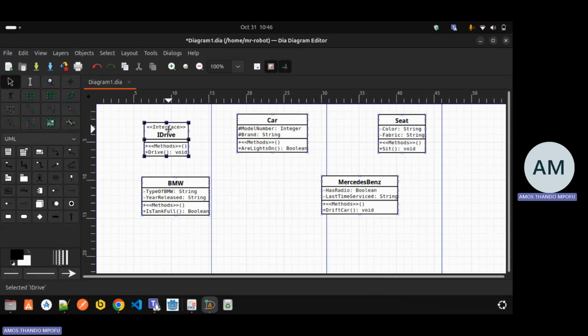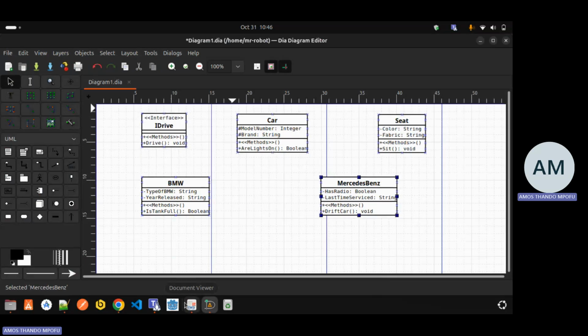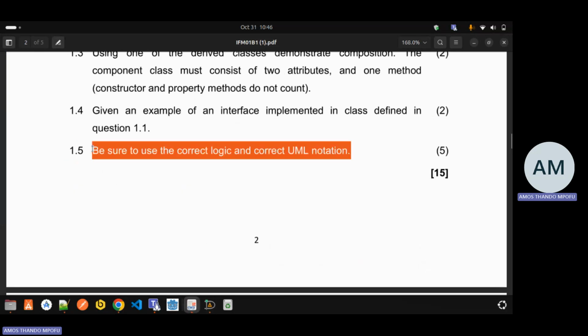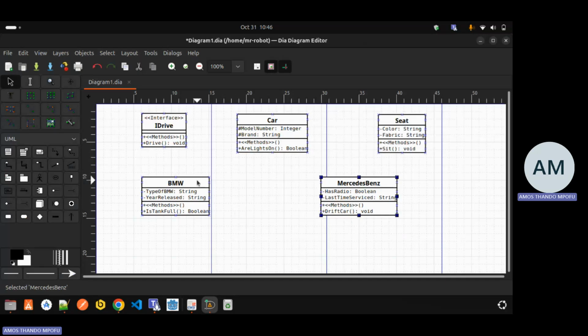But I'll just leave it as lights on. So now it's time to put in the UML notation, and we are not done because remember the last question, question 1.5, correct UML notation. They want to see the notation. So implements, right? I don't know if it's this way. No, it's not this way. So this, I hope this is correct.